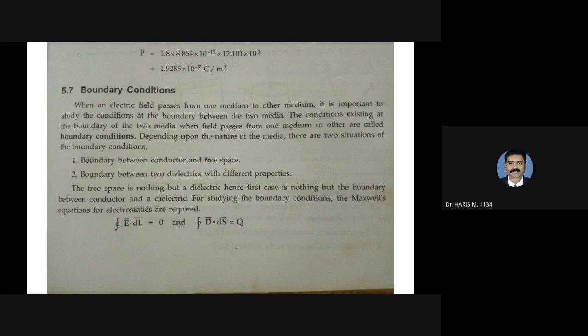So what do you mean by a free space? The free space is nothing but a dielectric. Hence, the first case is nothing but the boundary between a conductor and a dielectric, right? So if you are placing a conductor medium in a free space, that means it is having an interaction with the air medium or the surrounding medium. You can even take other kinds of gaseous materials.